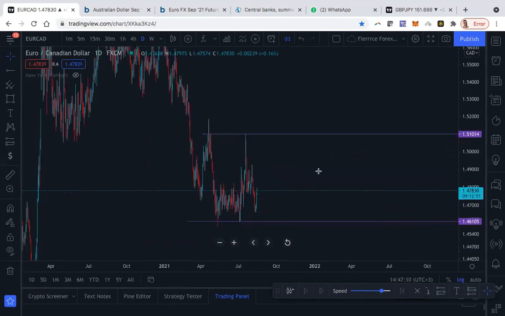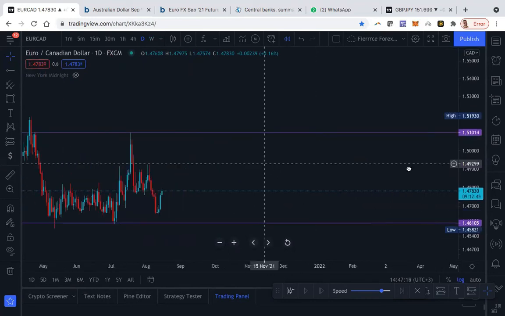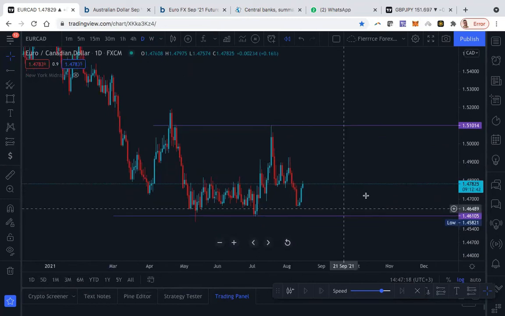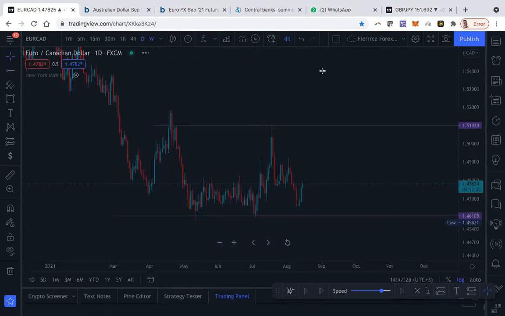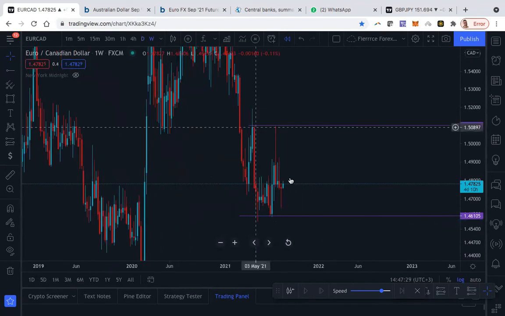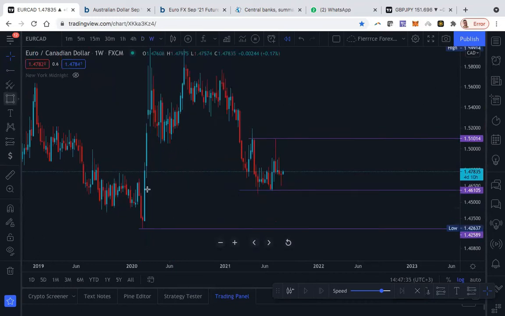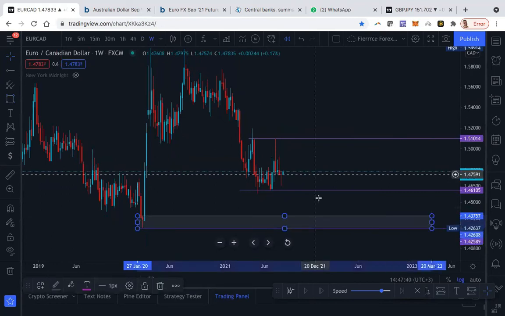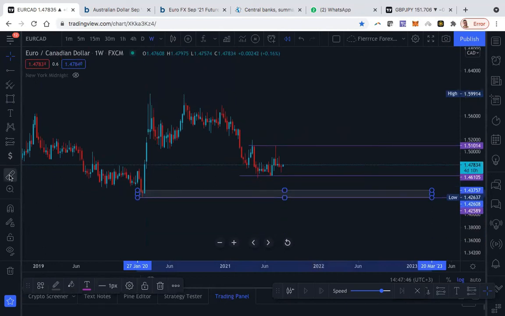I'm still kind of like, okay, I don't think we're there just yet. Yeah, so this rejection here is kind of confusing, right? And there's a really interesting level down here on the weekly. So we may just push lower, but that's a ways away.